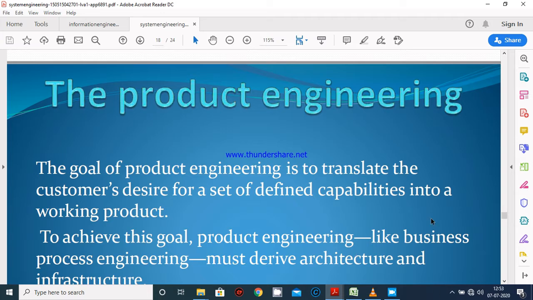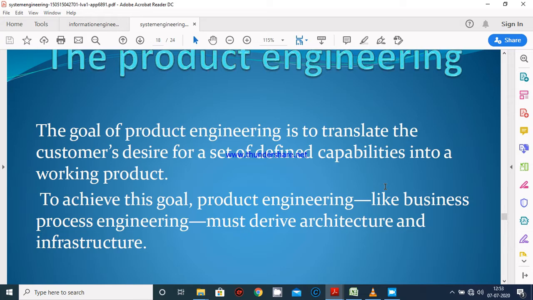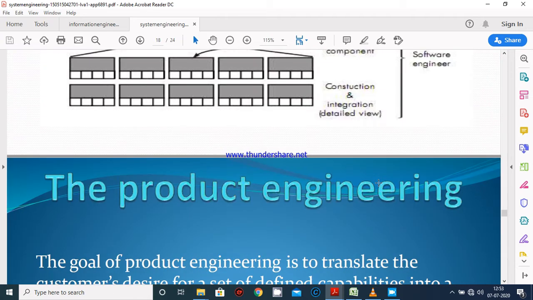So before going into depth on the model of product engineering and the working procedure of product engineering, I'm going to explain what product engineering actually is. The goal of product engineering is to translate the customer's desire or customer's requirement for a set of defined capabilities into a working product. To achieve this goal, product engineering, like business process engineering, must drive architecture and infrastructure.